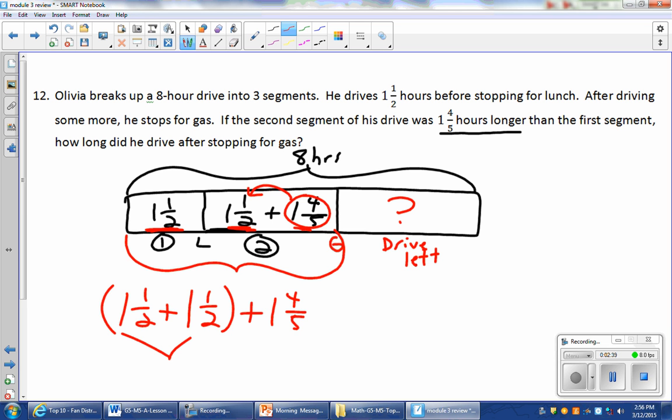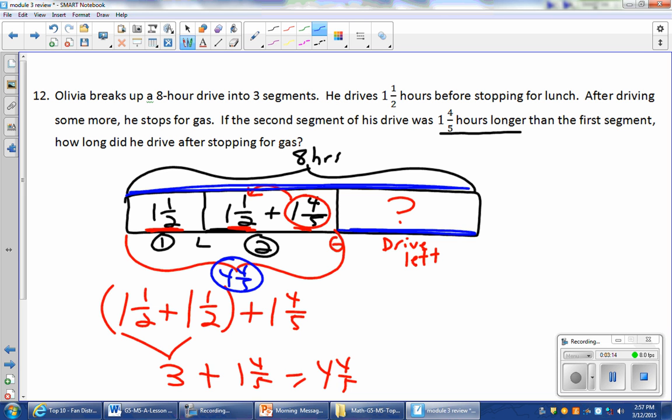1.5 and 1.5 together gives me 1 and 1 for 2 wholes, and then 1/2 and 1/2 is another whole. So this is 3 wholes plus the 1 4/5 gives me 4 4/5. So this, what we've already driven, or what Olivia has already driven, is 4 4/5. Now what do we have left? Well, if the whole thing is 8, and we've already driven 4 4/5, whatever is left, we need to subtract: 8 for the total, minus what we've already done, 4 4/5.